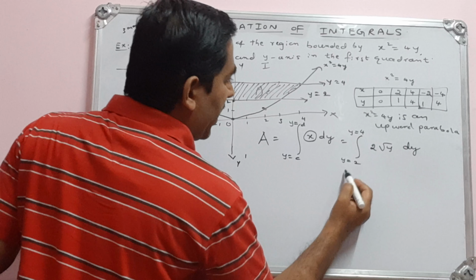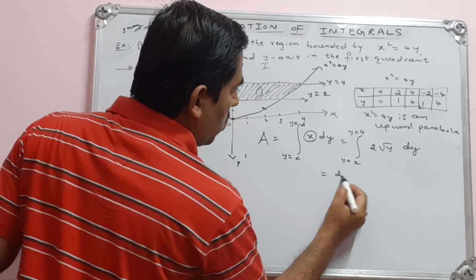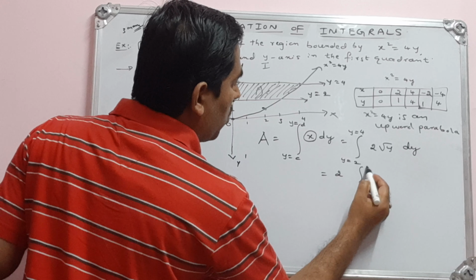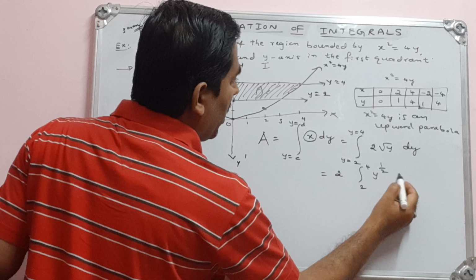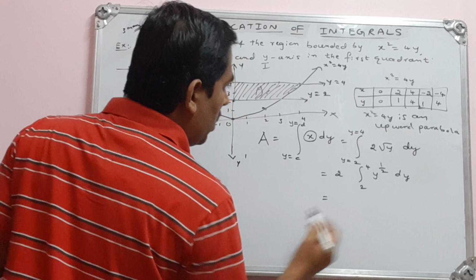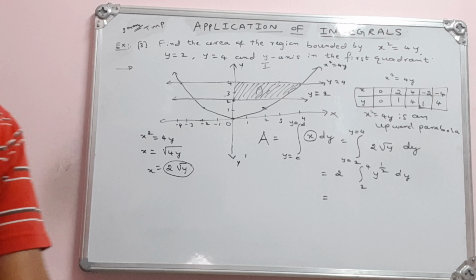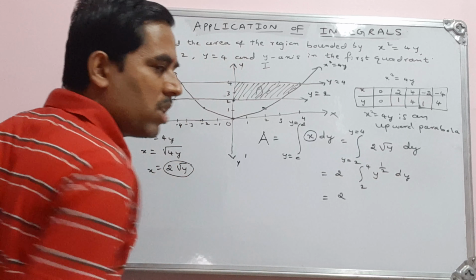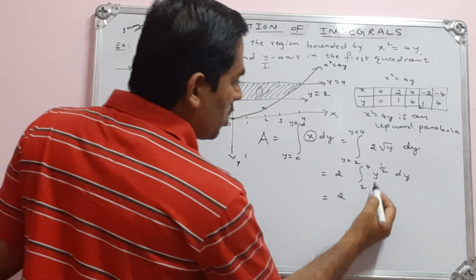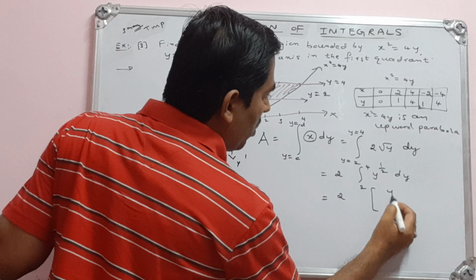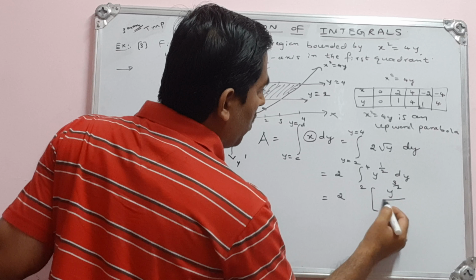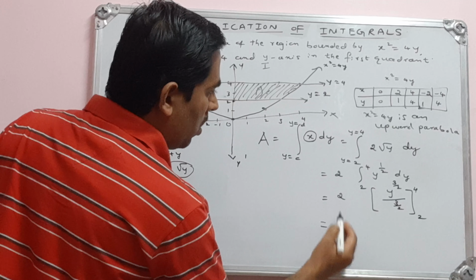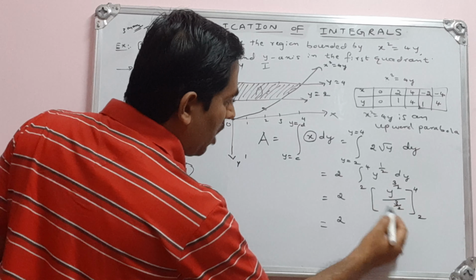So this 2 we can take it outside. So 2, integration of 2 to 4, this root y, we know this can be written as y to the power of half. Then you write this 2 as it is. Y to the power of half, we can use the power rule to integrate this. So I get y to the power of n plus 1, that is 3 by 2, divided by n plus 1 means 3 by 2, from 2 to 4. So then you write this 2 as it is, then upper limit minus lower limit.